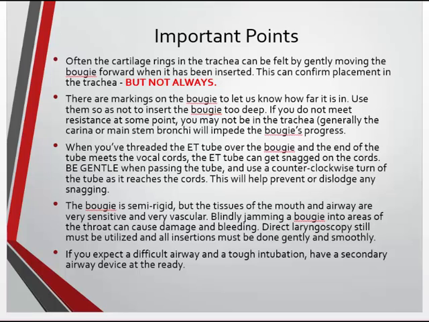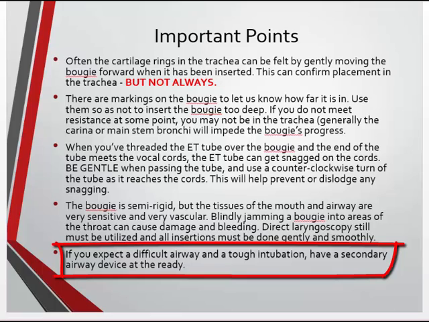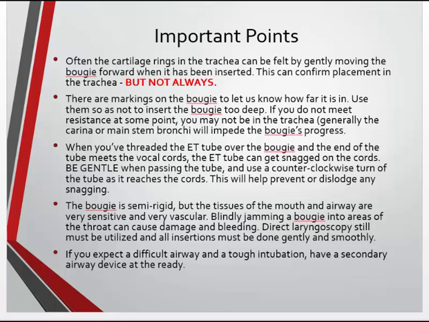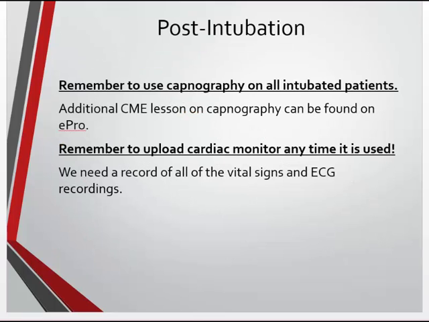Remember that direct laryngoscopy still has to be used, so you're still looking for the landmarks as you go in, and everything else that you would normally do in an intubation without the bougie. You're still doing it that way. Remember, it's done gently and smoothly. And if you expect to have a difficult airway and a tough intubation, have your secondary device ready. If you come into a situation where you're looking to tube somebody and it just looks like they're going to be a difficult tube, have that backup device ready. But again, we like to see people use that skill that they have. Use the skill that you learned in school to intubate these patients and get that gold standard of airway control.